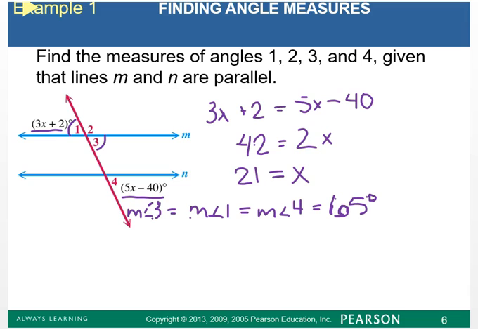Now the only angle measurement that we're asked to find that is different from all the others is angle 2. And angle 2 and angle 1, they are supplementary, meaning they add up to 180. So subtract 65 from 180 and you've got the measurement of angle 2 is equal to 115. And there, we're done with that one.